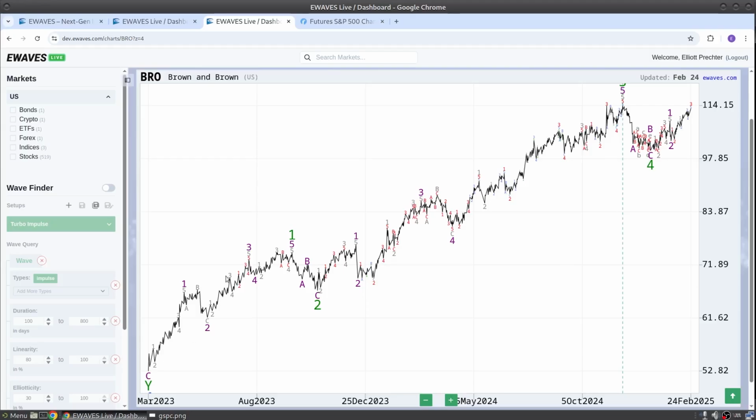So BRO in its structure here is 1, 2, 3, 4, and we're not done with this fifth wave yet. Wave 5 needs to go above this peak here, and it hadn't done that quite yet. And in addition to that, we haven't even finished a purple 3. So we've got 1, 2, there's no 3, there's no 4 yet, there's no 5 yet. We're not done with this structure. Okay, so this was a stock I was particularly interested in.